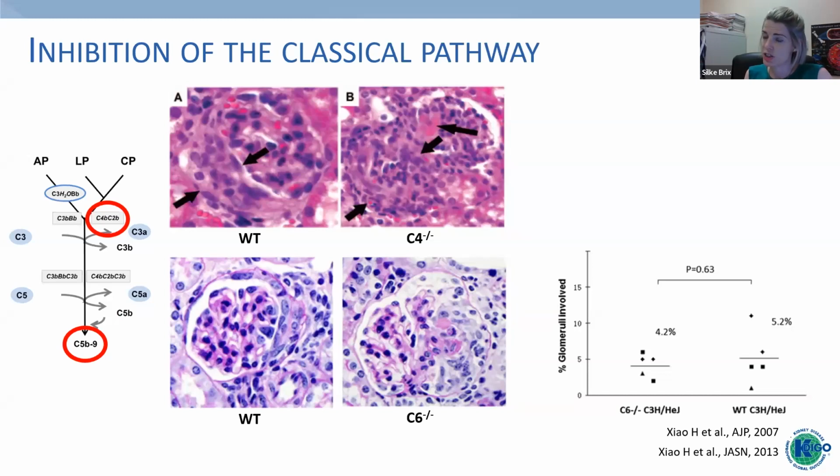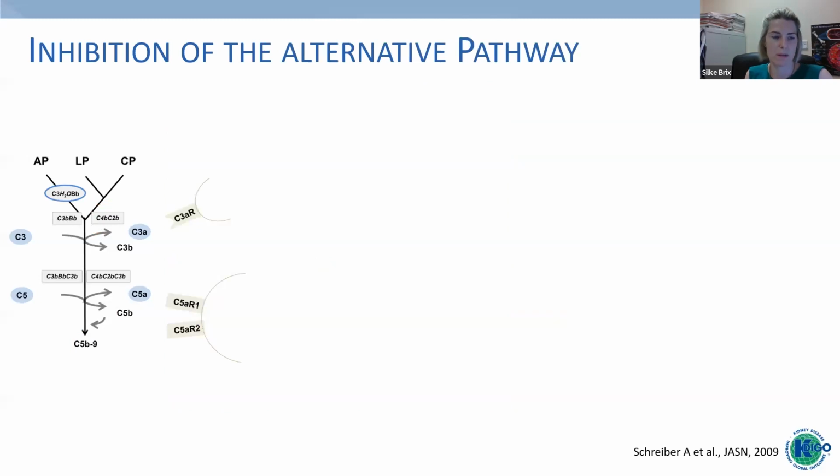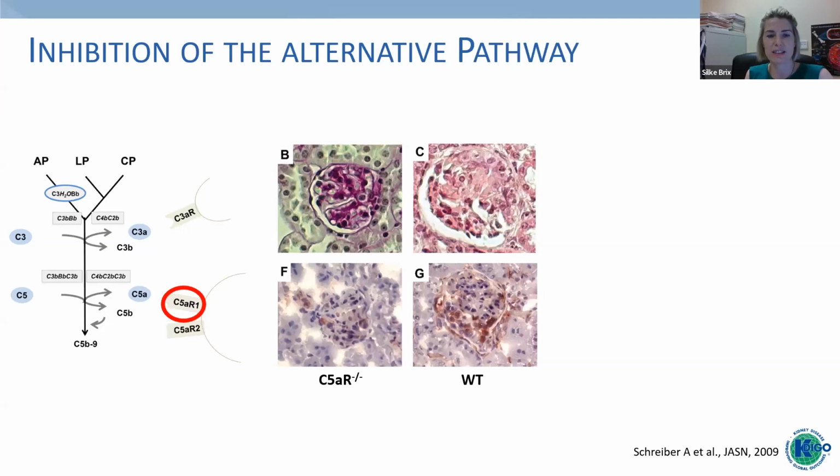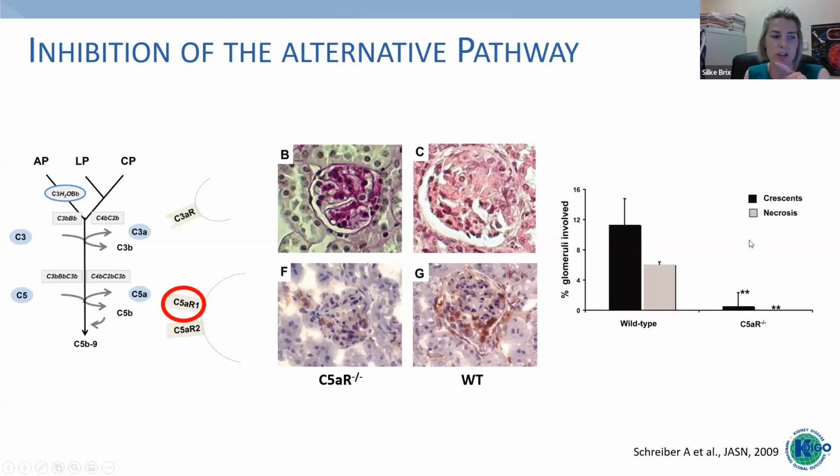And then not just Charles Jennette, but also the group of Ralph Kettritz and Adrian Schreiber looked into the alternative complement pathway. While Charles Jennette used a knockout mouse for C5, Adrian Schreiber and Ralph Kettritz used a knockout mouse for the C5a receptor. Using mice without the ability to bind C5a, indeed, what they found is that you see on the right side the wild type with the crescent formation here and here, and their C5a receptor knockout mice were protected. These mice did not develop the disease. Quite impressively, they did not develop crescents and necrosis. So that was the first sign: okay, the C5a receptor axis seems to be involved.